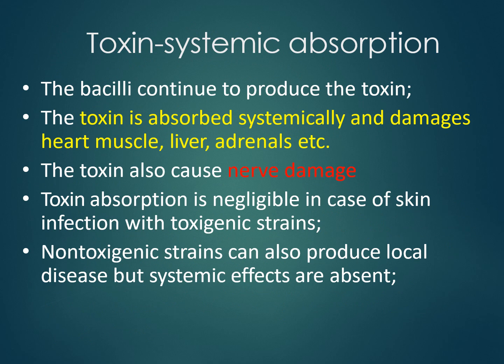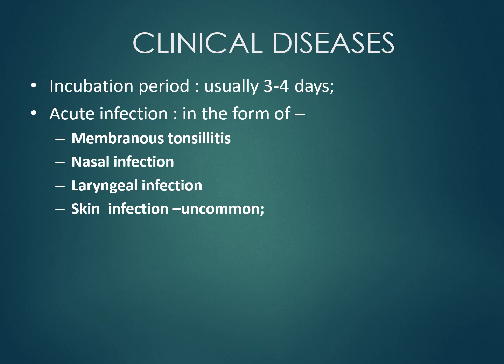Once the toxin is absorbed systemically, it damages the heart muscle, liver, and kidneys. This toxin can also cause nerve damage. The toxin absorption is negligible in case of skin infection with toxigenic strains. If the infection is caused by non-toxigenic strains, it can produce a local disease, but the systemic effects are absent. The incubation period of Corynebacterium diphtheriae in humans is usually 3 to 4 days.